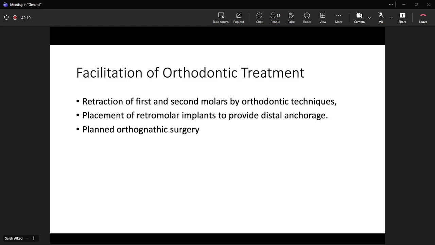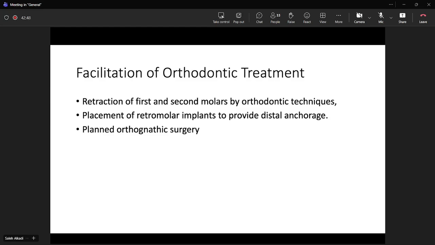Another indication for removal of wisdom teeth is to facilitate orthodontic treatment. The orthodontist may want to retract the lower second and lower first, let's say, upper or lower first or second molars by any orthodontic techniques. You need to create this space for the orthodontist, so you need to remove that impacted wisdom tooth, so the orthodontist can retract or distalize the first and second molar.